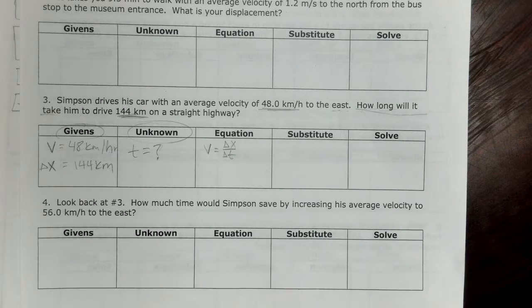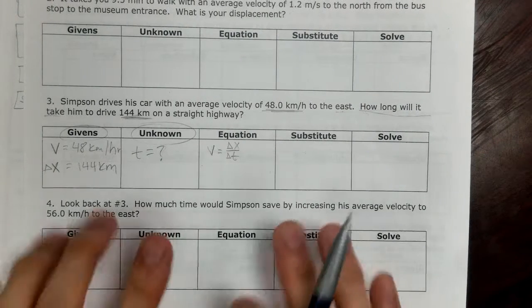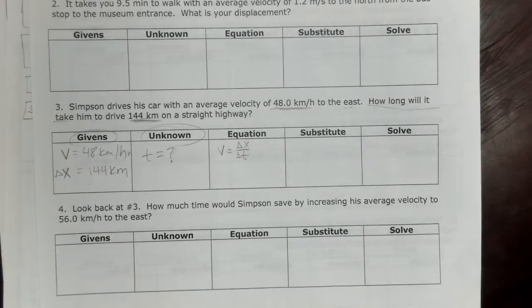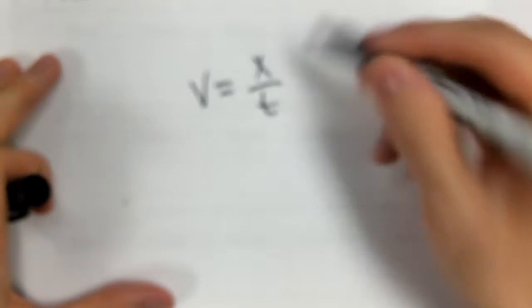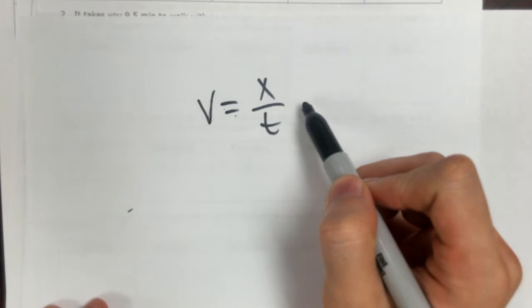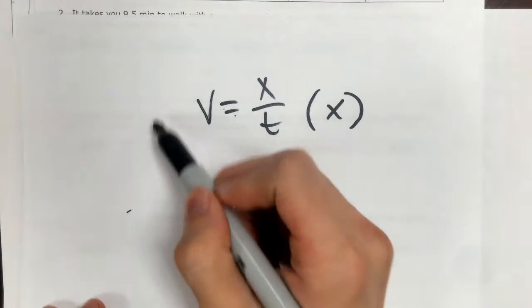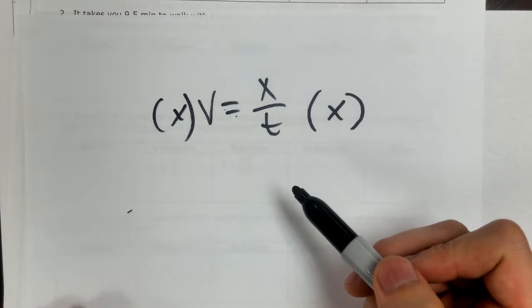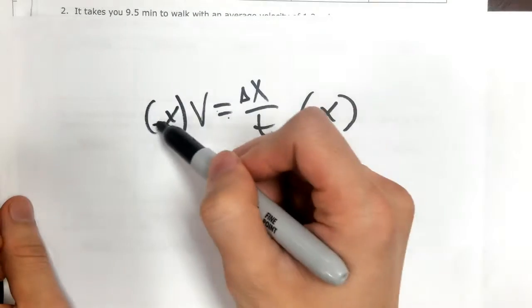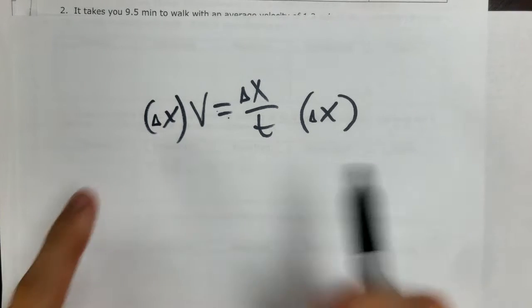Let me write what I'm pretty sure everyone wrote. Don't write this down. You took this equation. Here, let me do a fresh sheet of paper. Let me guess, it's going to be like this, right? You wrote V equals x over t. This is what everyone did. You went and multiplied this by x and this by x, right? That's what most people did.